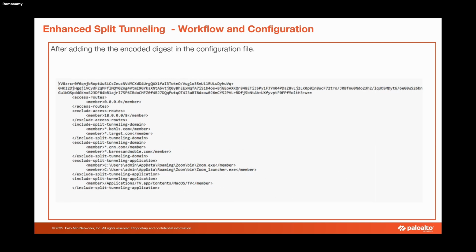And this one is after adding the encoder in the configuration file. Again, the point to note here is that the encode digest should be on the first line, and it must be on a single line, and the split tunnel configuration should start in the second line.